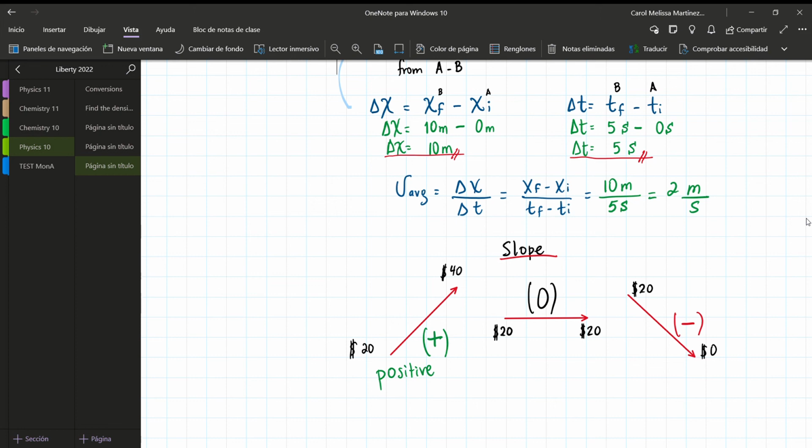So this also is going to help you for the class that we're going to have on Friday. I want you guys to remember the direction of the slope, if it's positive or negative. And also I want you guys to remember this formula for Friday.